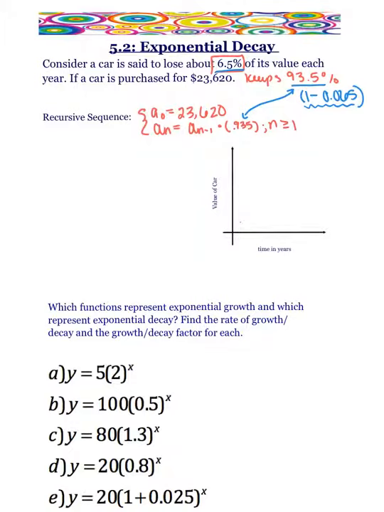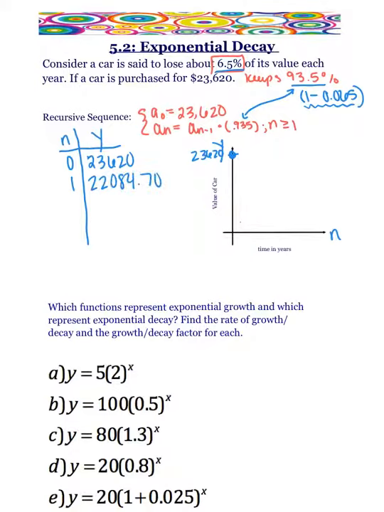Let's do another t-chart where I have n years passing, and then I have the value of the car being my output y. So this will be n and y. In the 0th year, I've got $23,620. After 1 year, if I take that 23,620 and multiply it by 0.935, I have the value of the car is $22,084.70. So going down a little bit.